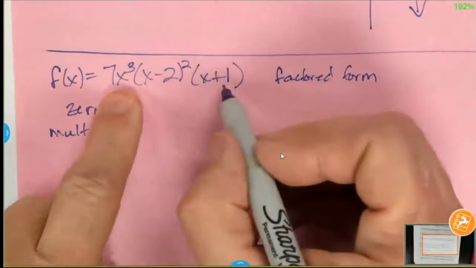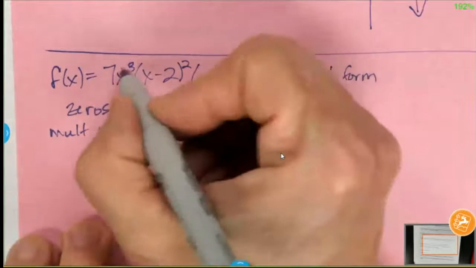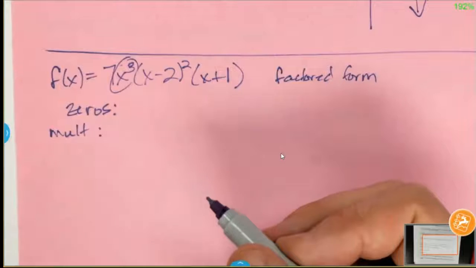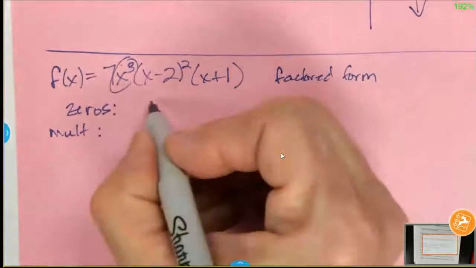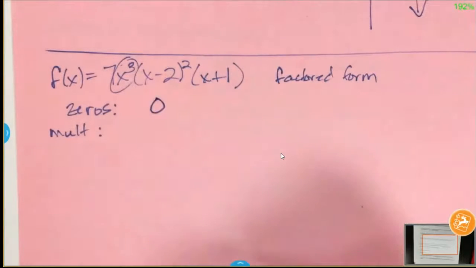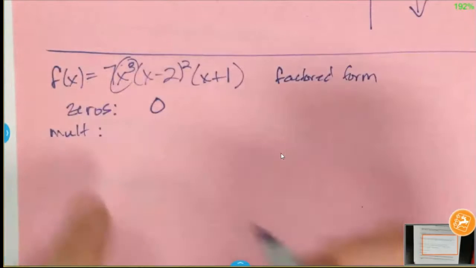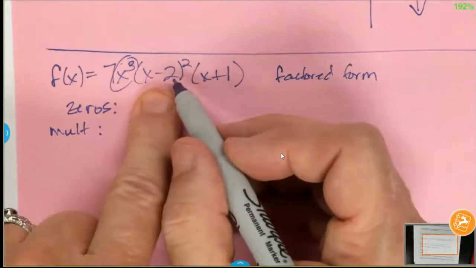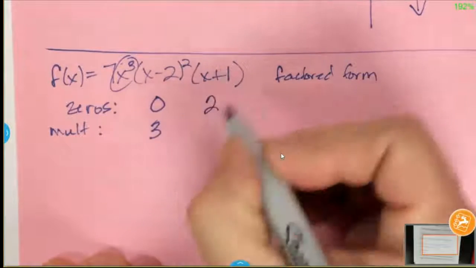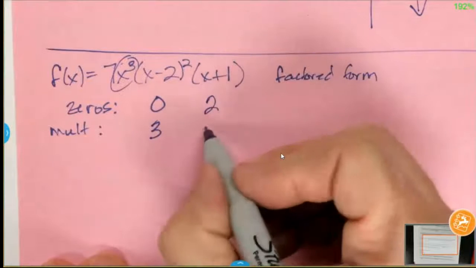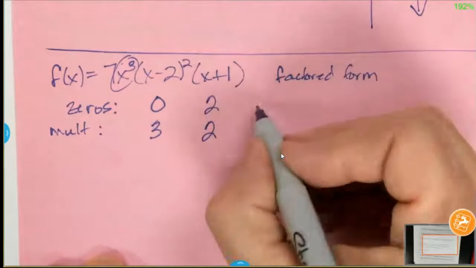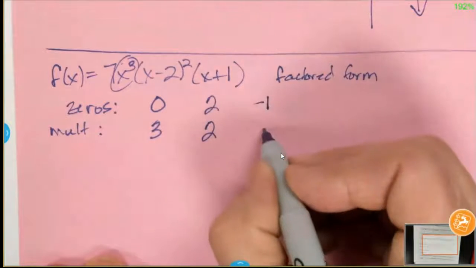For the zeros, each one of these factors gives us a 0. For this one, because there's an x cubed on the outside of this, that actually counts as a factor. So one of our zeros is going to be 0. We get that from this, and because that x has an exponent of 3, the multiplicity for that one is 3. When we move on to the x minus 2 factor, the 0 that goes with that is 2. That had an exponent of 2, so the multiplicity for that one is 2. And then this one, the 0 would be -1, and the multiplicity would be 1.